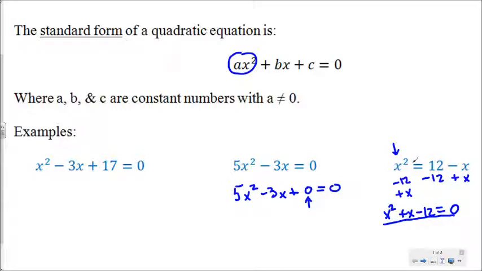Now, we put it in standard form for a lot of reasons, but one of the main reasons is to directly compare 2 equations to see if they're actually the same as each other. That's why it's called standard form, or standardized form.